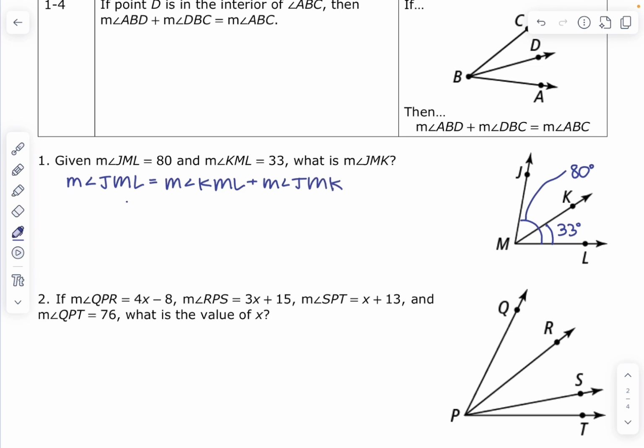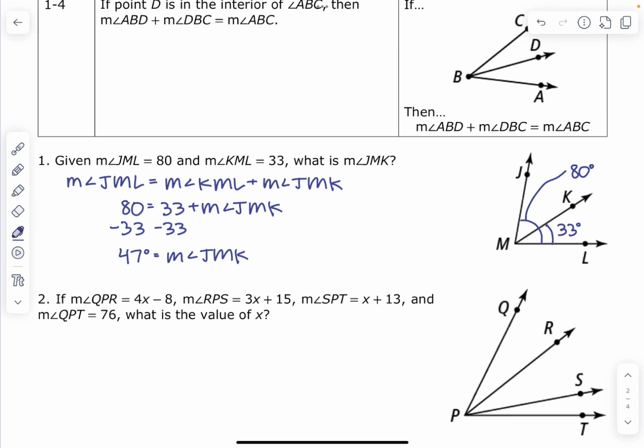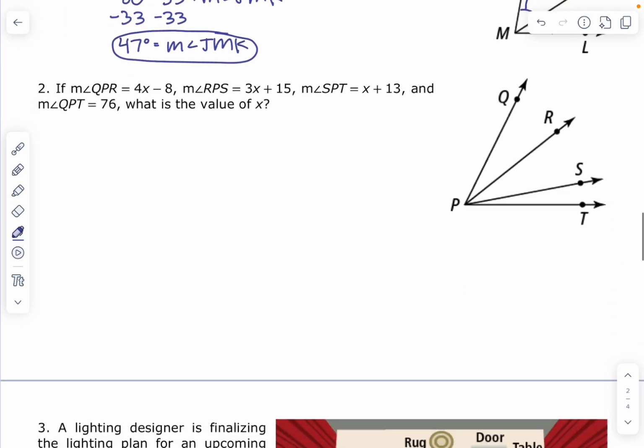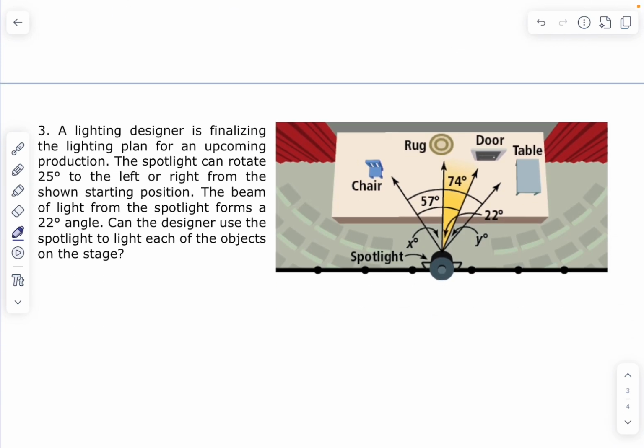Okay, I know that JML is 80 degrees and that KML is 33 degrees, so I'm going to replace those in my equation. And then I'm going to use my algebra skills to solve for the measure of angle JMK. So I'm going to subtract 33 from both sides. And I'm going to find out that 47 degrees is equal to the measure of angle JMK. I'm going to try to keep this video nice and short, so we're actually going to leave questions 2 and 3 for in-class practice.